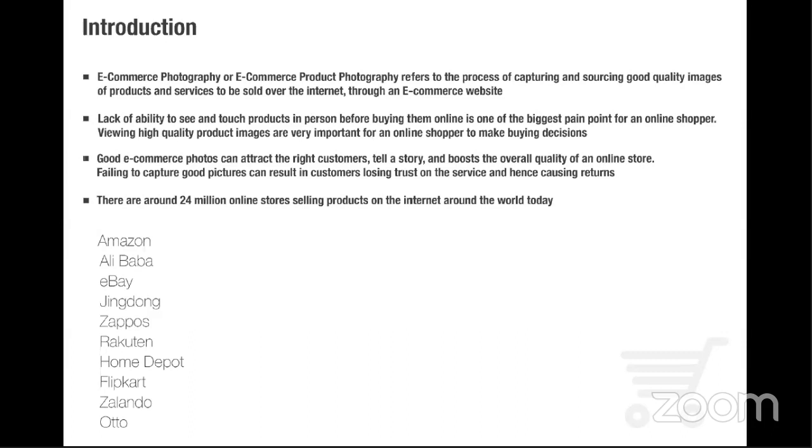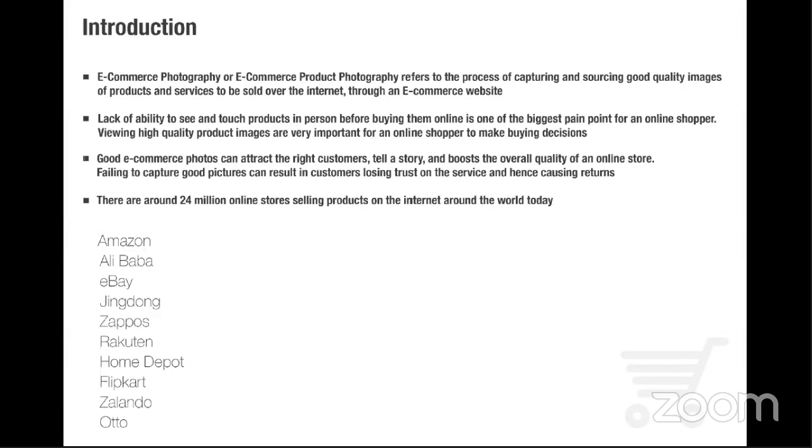And just to talk about the importance of it, for a customer, for an online shopper, most of you guys would have already shopped online, I'm pretty sure. The biggest drawback of shopping online is you don't get to touch or see the product in person before you buy it, right? So that's one of the biggest blockers for an online shopper, for a customer, right?